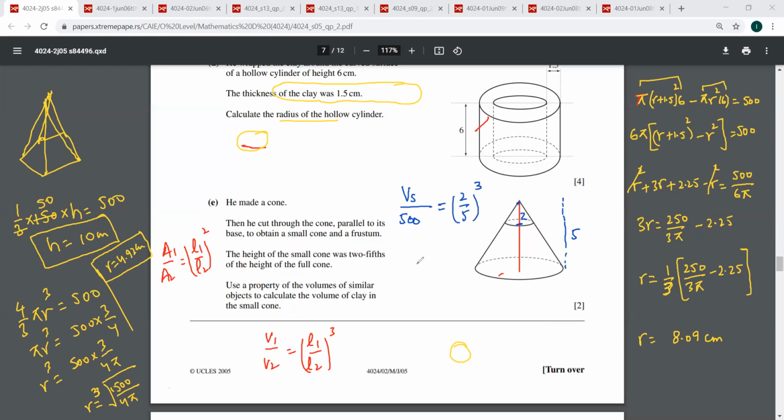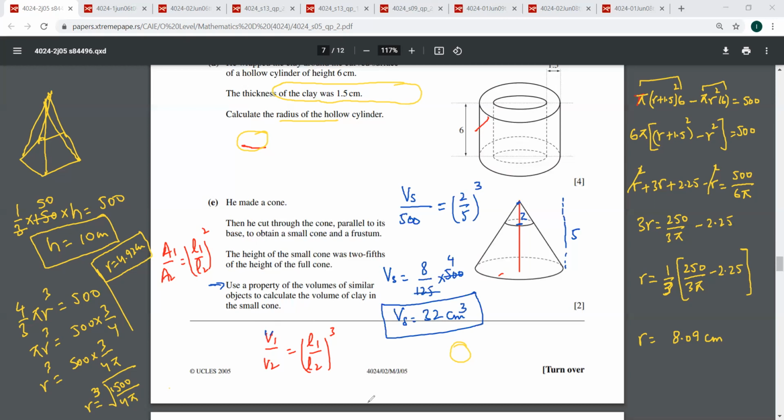Okay, children? So this will give you the volume of the smaller cone. That is going to be 8 over 125 times 500. You can use your calculators, or you can simply cancel it out with 4, I think. And that is going to be 32 centimeter cube. So that is how you had to do that. Whenever he himself tells us to use the property of volumes of similar objects, we shall be doing this very soon, the ratio between the sides, the areas and the volumes of similar shapes or solids.